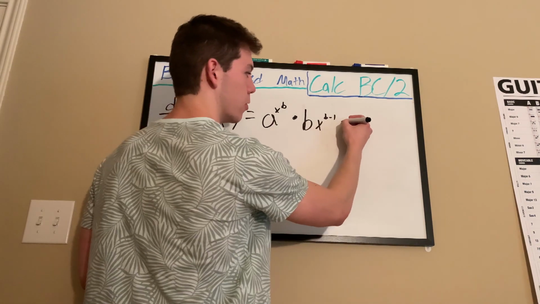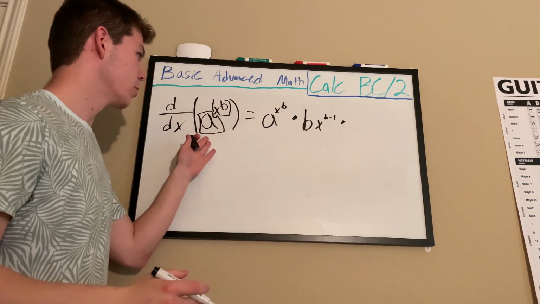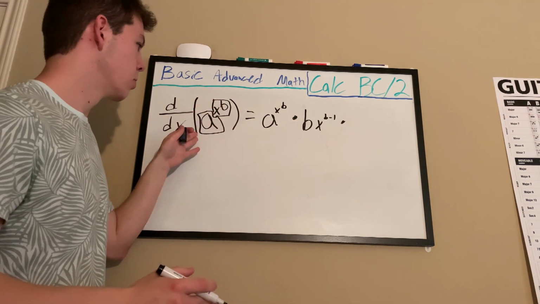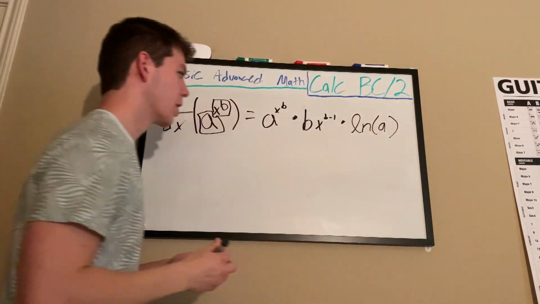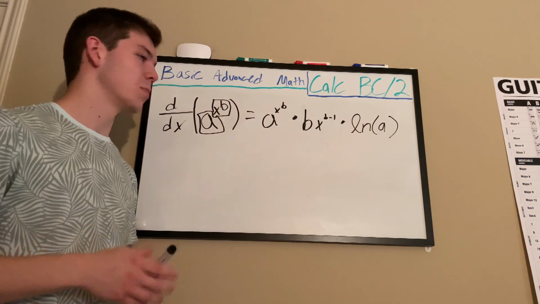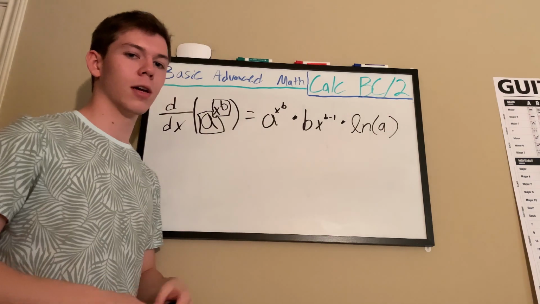Okay, the last term is going to be the natural log of a. The first term, natural log of just the bottom term. We don't say x to the b, just this one. So it is going to be natural log of a. This is it. This is the formula you need to know to differentiate the exponentials. Once you get this memorized, we're going to go over an example real quick, and we're going to move on.